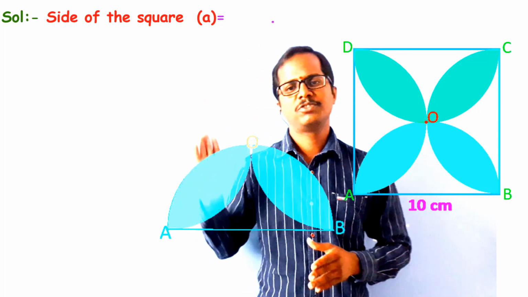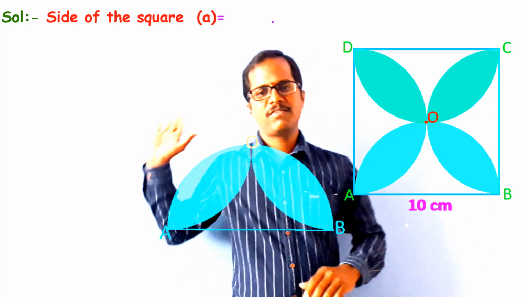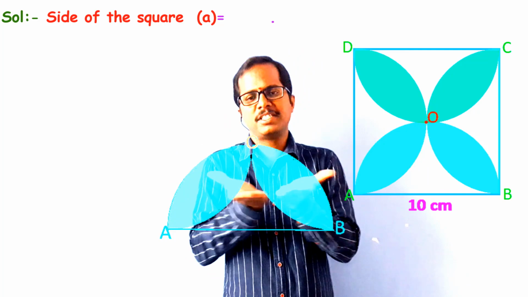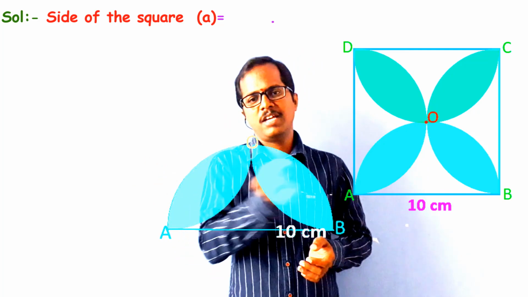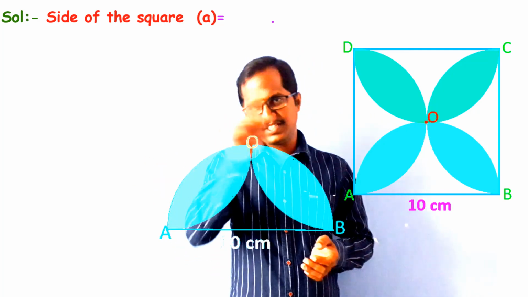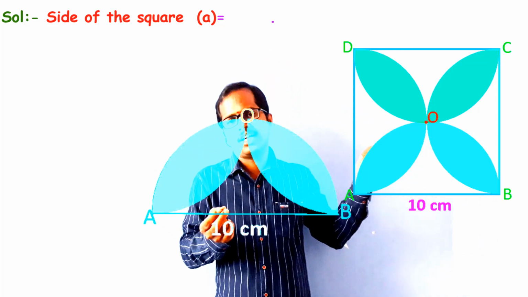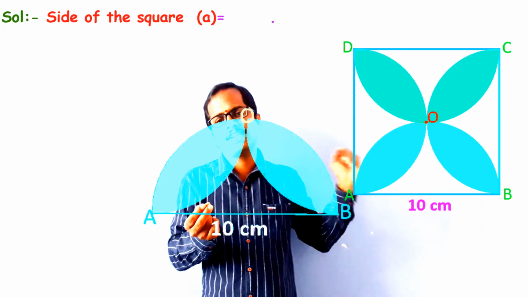Very good. Half into pi r square. So area of semicircle is half pi r square. And here, what is the radius of this semicircle? Here AB is the diameter of this semicircle, and it is also the side of the square, which is given as 10 centimeters.